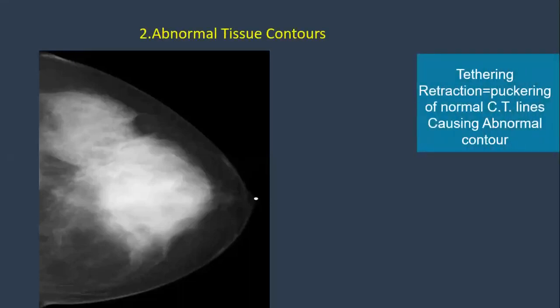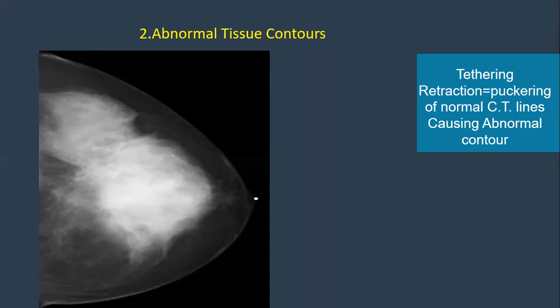What about this architectural distortion? Which type? Distortion of the contour, retraction. Excellent. Yes, this is distortion of the contours. In conclusion, we have two major types: either spiculated lines, or radiating lines, or contour deformity. The contour deformity can have different appearances.